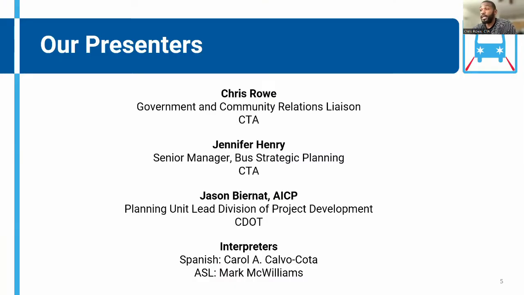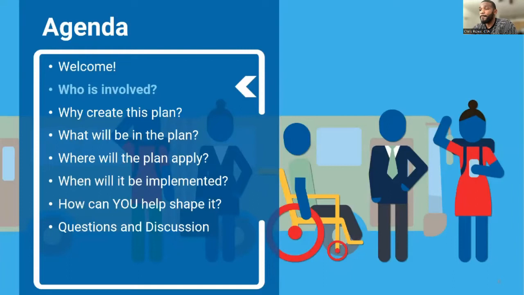All right, next slide. We have three main presenters: myself, Chris Rowe, and Jennifer Henry from CTA, and from CDOT, we have Jason Burnett. Carol Calvo-Cota is our Spanish interpreter, and Mark McWilliams is our American Sign Language interpreter. There are also a number of other team members helping behind the scenes, monitoring the questions in the chat and taking notes. So let's get started with who is involved with the Better Streets for Buses plan.